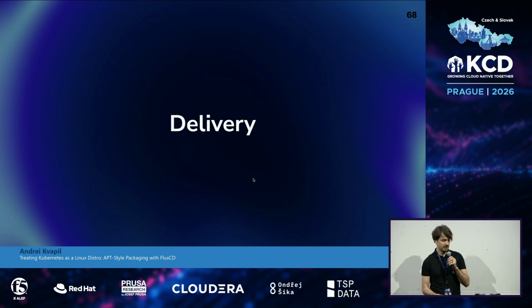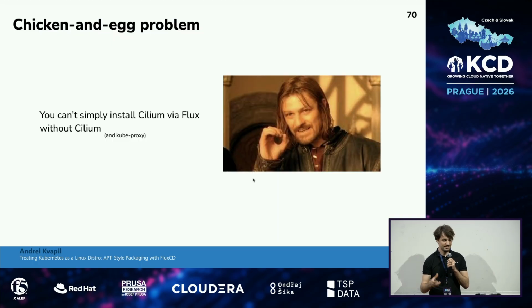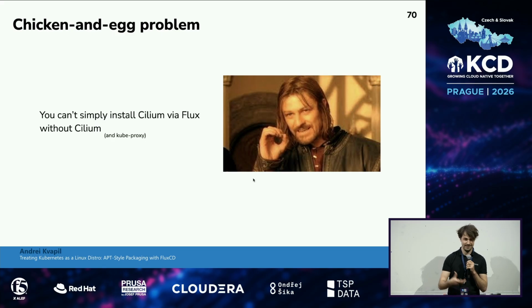The second topic is delivery. By making this platform distribution, we want to reach simple installation. We want to let our platform manage the state of the whole Kubernetes, including CNI, kube-proxy, and so on. But the thing is, you can't simply install Cilium via Flux without a CNI and kube-proxy. That's actually a chicken and egg problem. We were solving it in different ways.